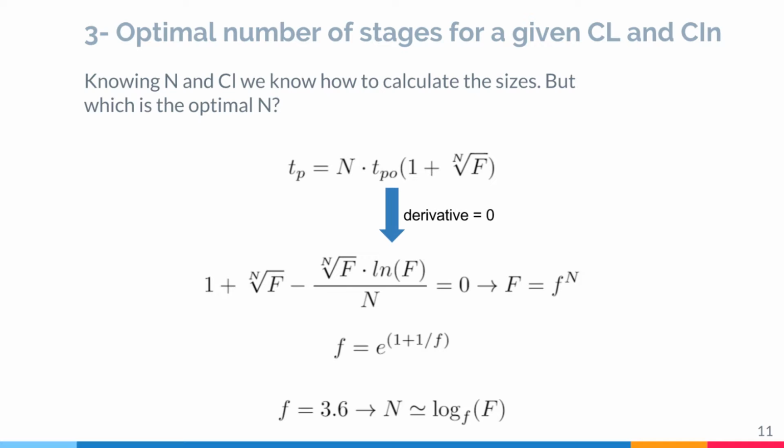and from this we can go up to this other expression, substitute the 3.6 and get that n is the log base 3.6 of the capital F. This will give us a decimal value, which has to be rounded off to get the optimal number of stages, which will minimize the total delay of the chain of inverters.